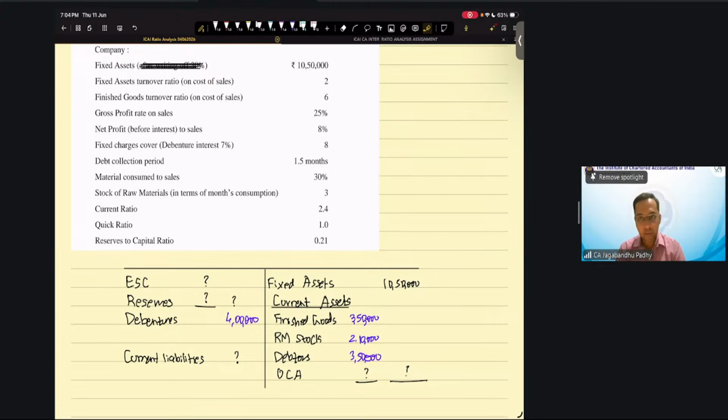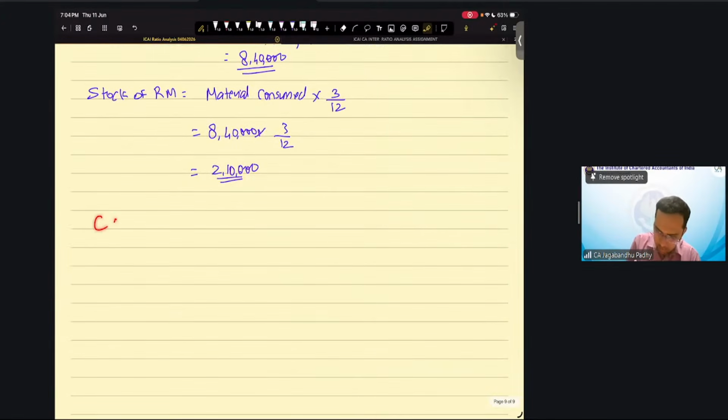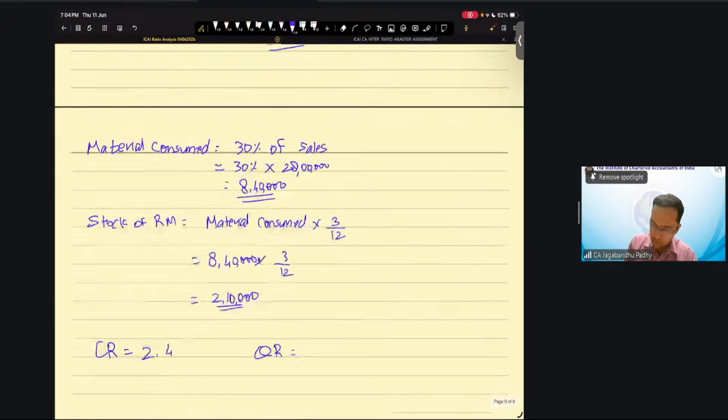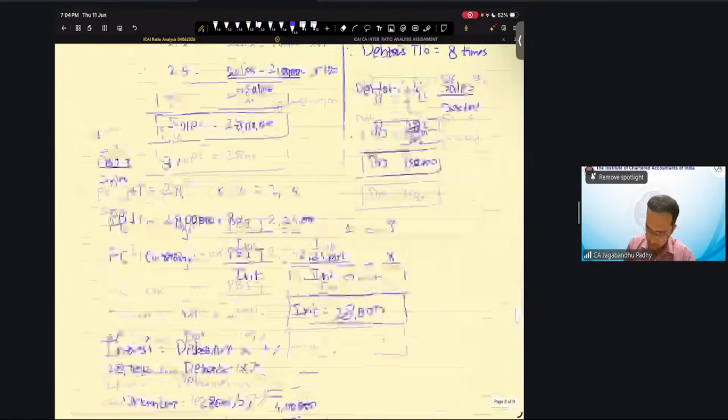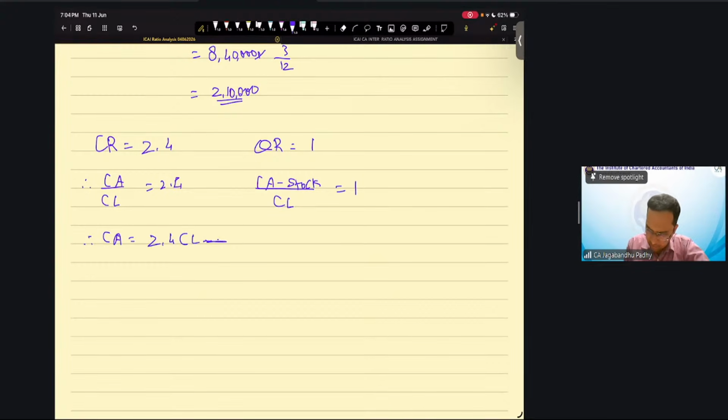Yep. Are we able to get it? So you should get the formula as one is current ratio is 2.4. Quick ratio or liquid ratio is 1. Current ratio is current assets upon current liabilities, which is 2.4. Quick ratio is current asset minus stock upon current liability is 1. So definitely we can say current asset is 2.4 times of current liabilities. This is going to be one of the things.